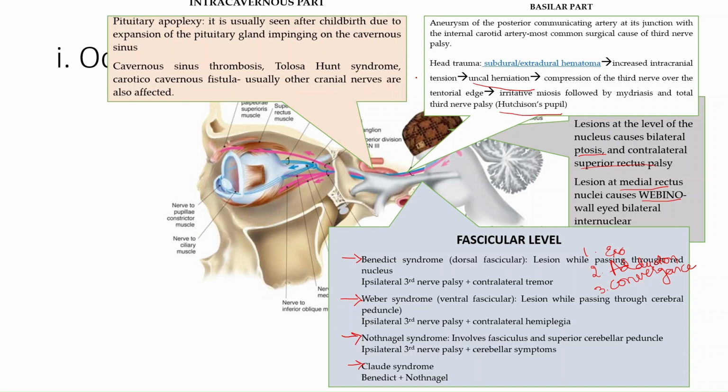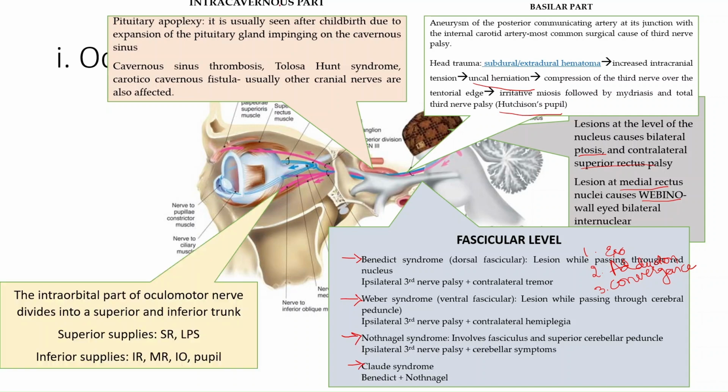The next is the intracavernous part, when the third nerve enters the cavernous sinus and is associated with many other nerves. So you can have pituitary apoplexy, cavernous sinus thrombosis, Tolosa-Hunt syndrome, and carotico-cavernous fistula as causes of affection of the intracavernous part of the third nerve. Remember, it is also associated with the fourth, fifth and second nerve when the lesion is in the cavernous sinus.